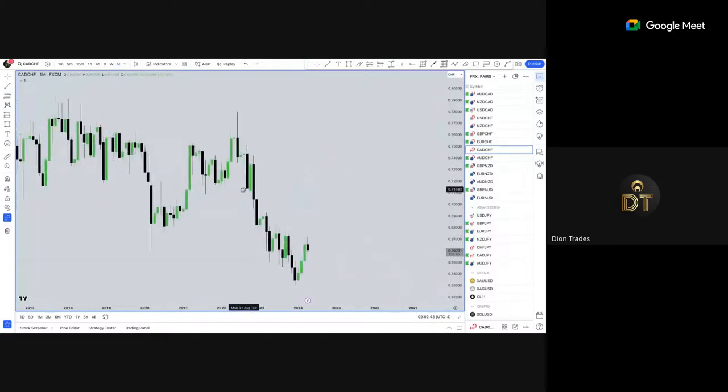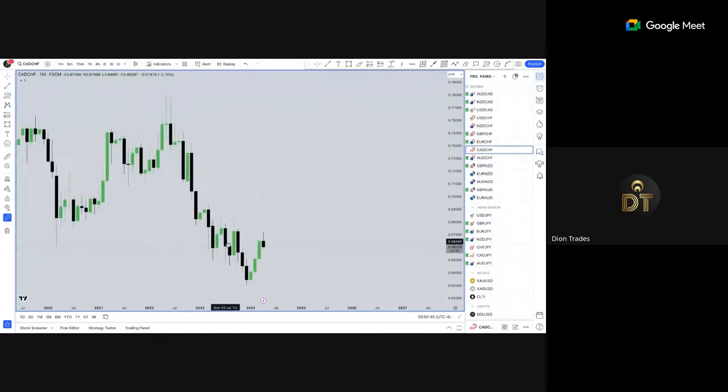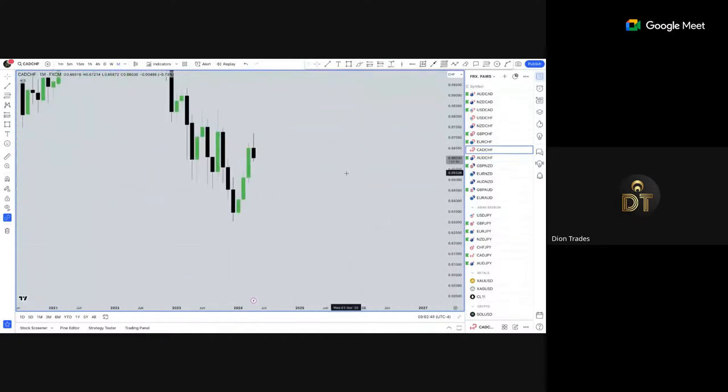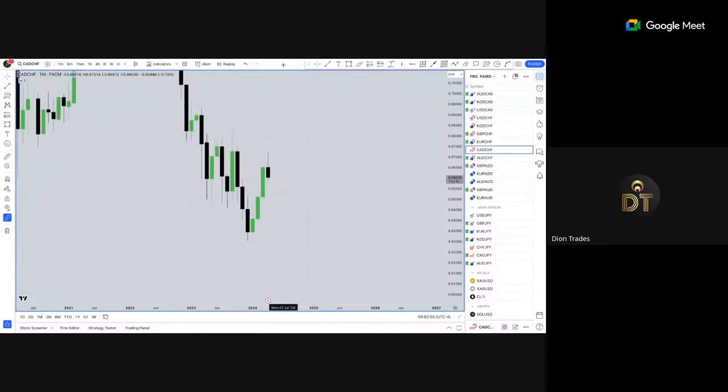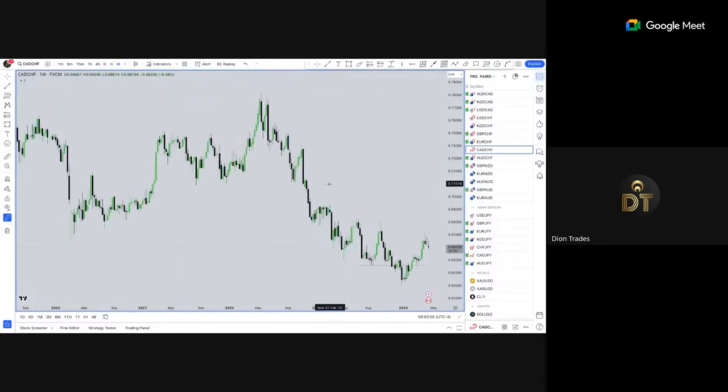And I'm looking at, okay, starting at the monthly, do I see anything here? So for example, here we have taken out liquidity, then displaced up, and we currently are creating a value gap on the monthly, but that's not created. We need to wait for next month. So for this pair on the weekly, I don't see anything yet. Then let's look here.